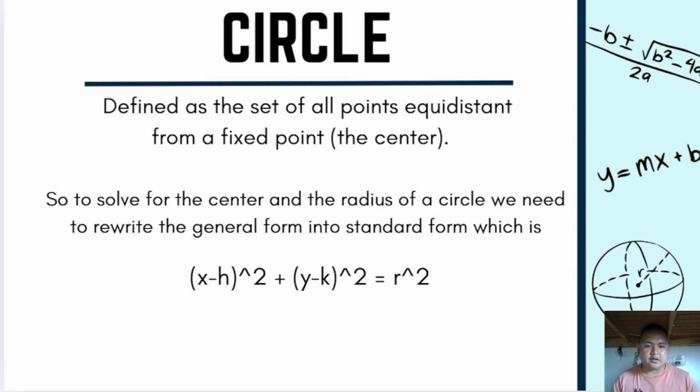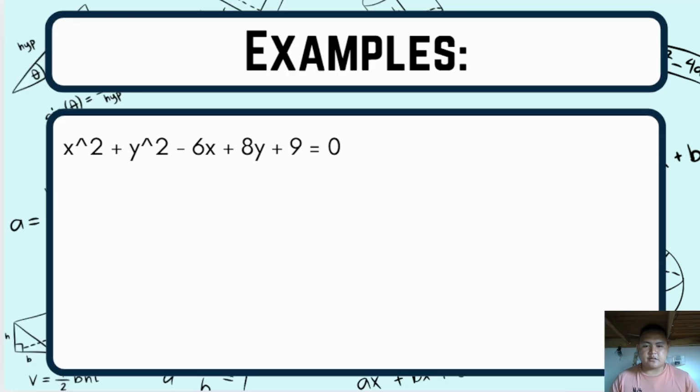To solve for the center and the radius of a circle, we need to rewrite the general form into standard form, which is (x minus h) squared plus (y minus k) squared equals r squared. Let's have an example. The given is x squared plus y squared minus 6x plus 8y plus 9 equals 0.